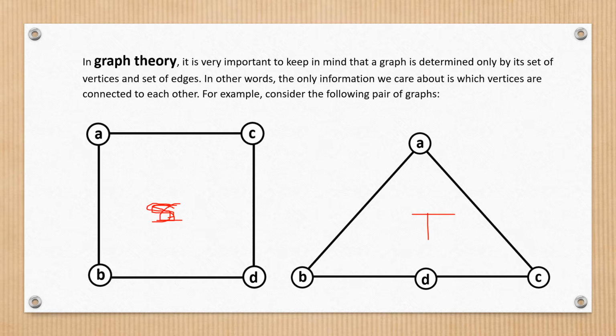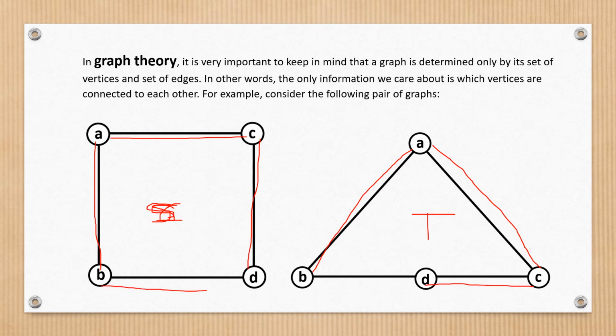For example, in here, A is connected to C, same as here, A is connected to C. A is connected to B, here also A is connected to B. C is connected to D, C here is also connected to D. B is connected to D, also here B is connected to D.